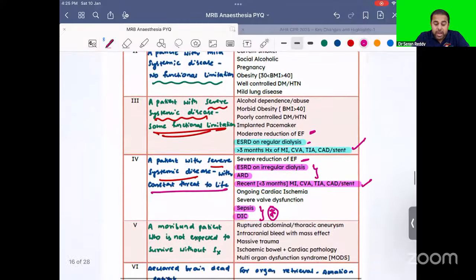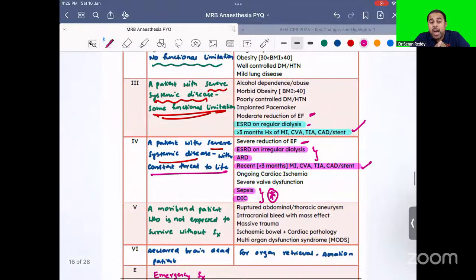Okay. Then when it comes to 5, a moribund patient who is not expected to survive without surgery. If you take the patient into the operation theater, the patient is so sick, there are 50-50 chances. He may survive or he may succumb. But if you don't operate on him, he will die for sure, 100%.